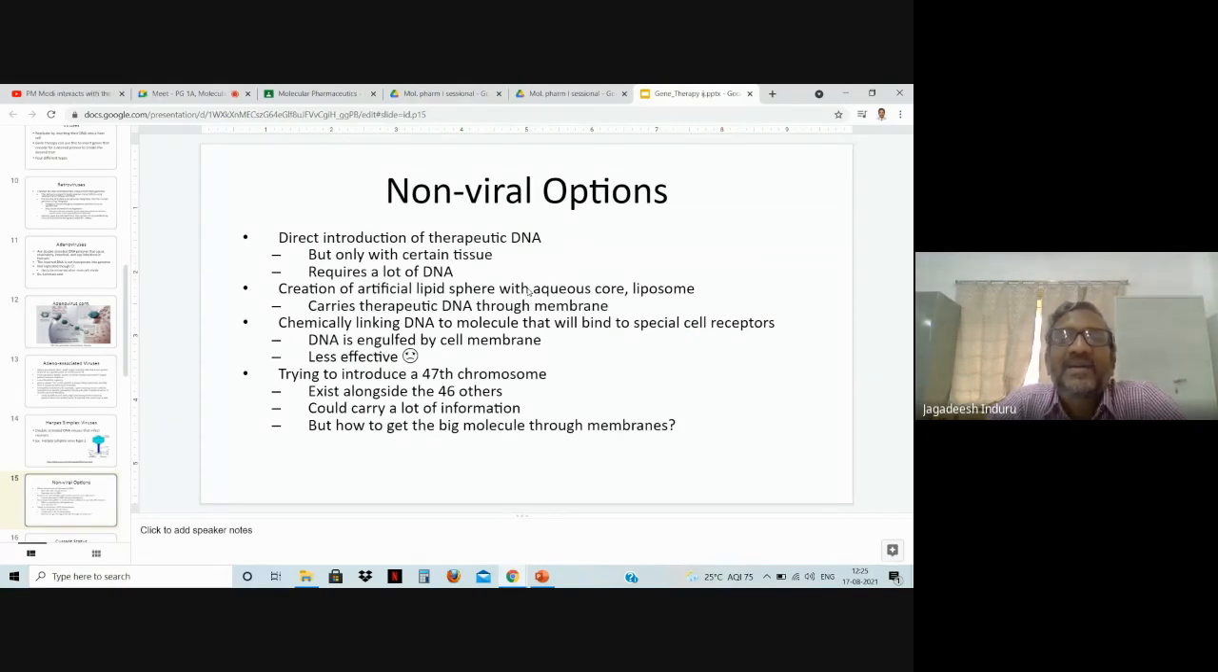Another problem with this non-viral option is that it requires a lot of DNA to reach there, and a lot of DNA gets wasted also. We can have some segments which are possible to target to a particular organ. Most of the time it requires the creation of an artificial lipid sphere like a liposome, so that it bypasses the reticular endothelial system. So we can use a non-viral option like a liposome to bypass the RES, the reticular endothelial system. Chemically linking the DNA to a molecule that will bind to specific receptors, that is ligand based, we have already seen.